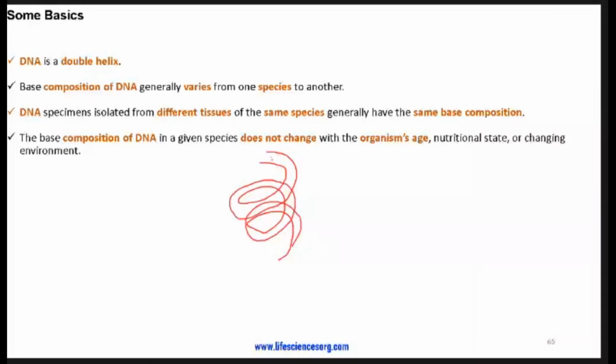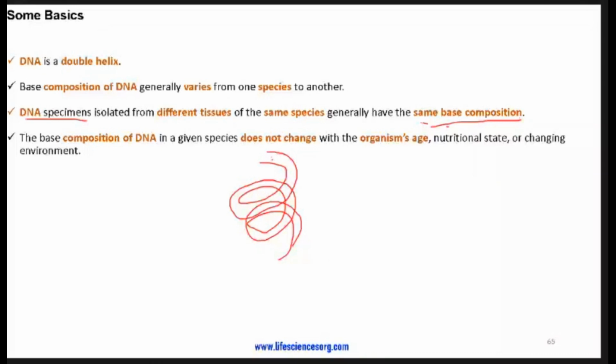If we extract DNA from the liver, lung, skin, hair, gums, from anywhere, it must have the same base composition. In one individual, the DNA base sequence is always the same. But there is one exception actually.